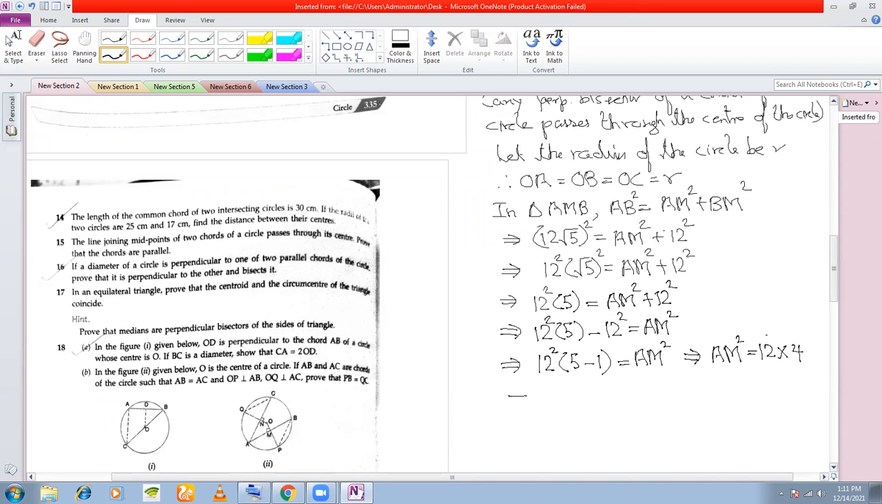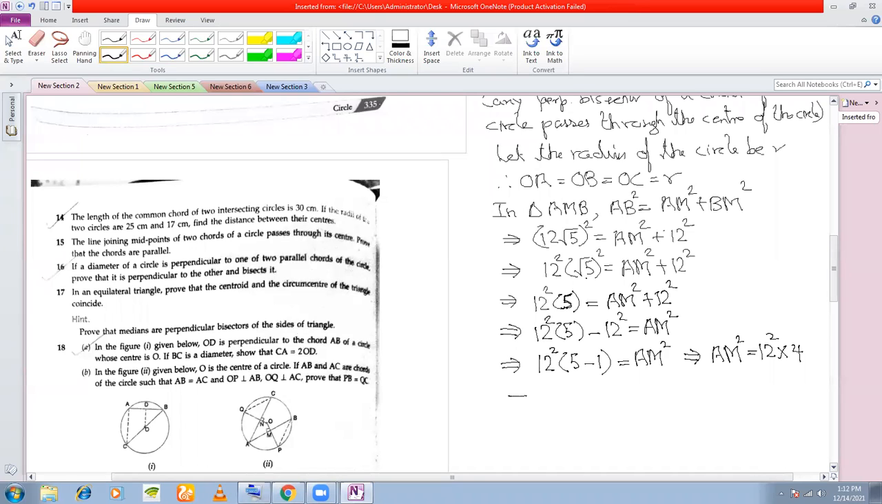Right? 12 square into 4. Any question on this step? Can you explain the steps once more? If here I have, you understood this, right? Root 5 square is nothing but 5, right? This step is clear. Yes, sir.